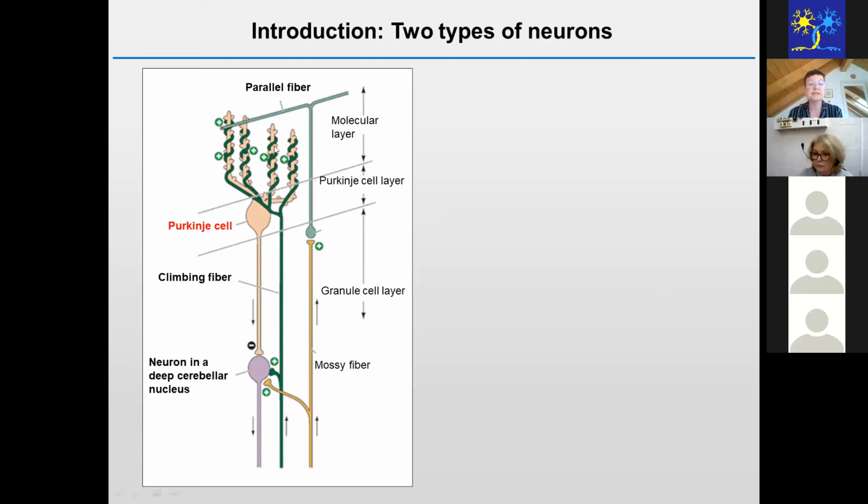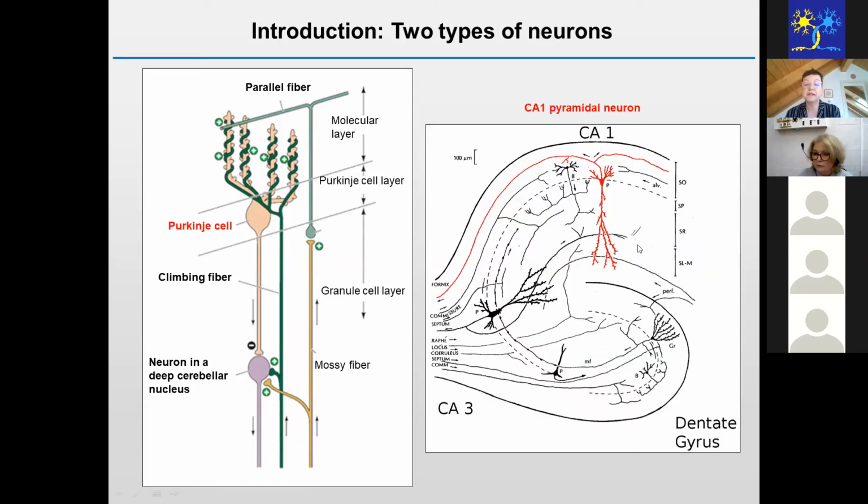And there is a second excitatory input onto Purkinje cells from climbing fibers in the inferior olive in the brainstem. The axons of Purkinje cells are the sole output of the cerebellar cortex and end in GABAergic inhibitory synapses on deep cerebellar nuclei neurons. The second type of neuron is, as I mentioned, the CA1 pyramidal neurons, probably the most extensively studied neuronal cell type in the brain. It receives efferents from Schaffer collaterals from the CA3 region and projects to the subiculum and the entorhinal cortex.